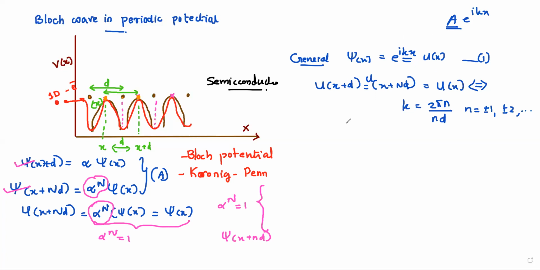And at that condition, this equation we can write as u of x plus d equal to u of x. And consider this as our equation number 2.